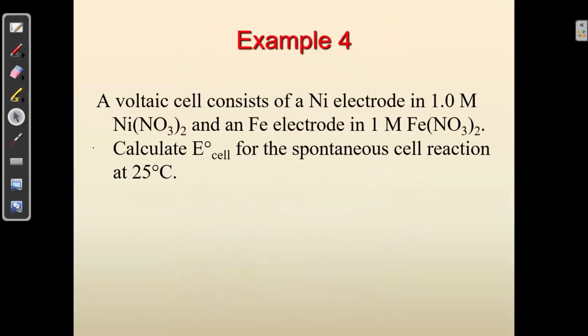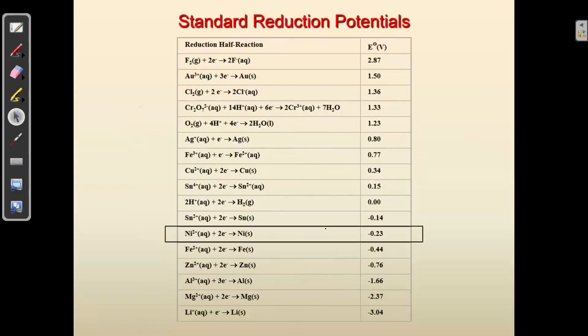You can do another example: nickel nitrate and ferrous nitrate. We have to know the potential of nickel, which is negative 0.23, and Fe2+. Which is bigger? Definitely negative 0.23 is bigger than negative 0.44. So what will be the E cell? The higher value will become the cathode and the other will become the anode.